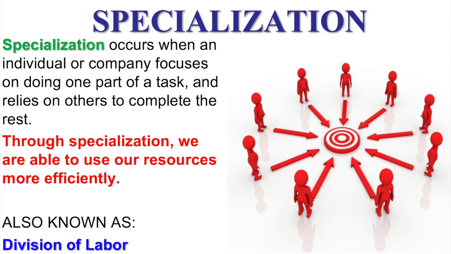So let's go ahead and give you a textbook definition of specialization. Specialization occurs when an individual, company, or even a country focuses on doing one part of a task and then relies on others to complete that task. So this is key for a number of different reasons, not only because we see it in a bunch of different ways through economics, but the key to specialization, and the reason why it's so important, is that it allows us to use our resources, which we've already discussed are very scarce. We can use our resources more efficiently.